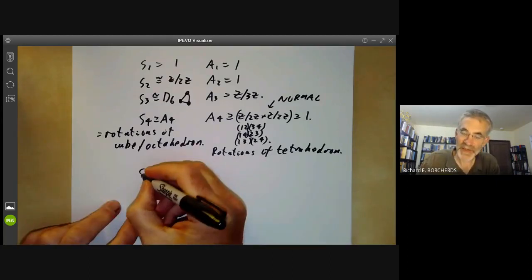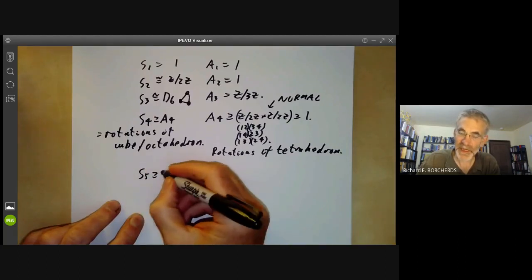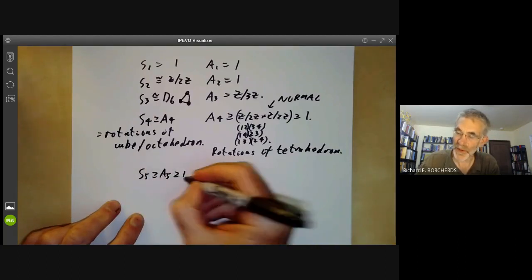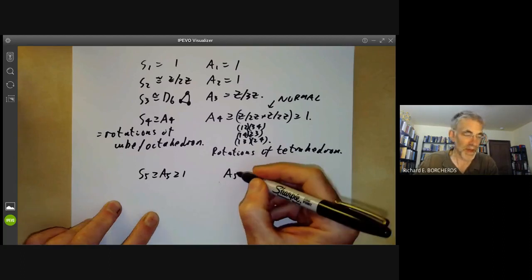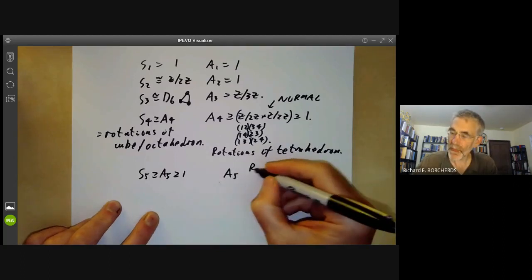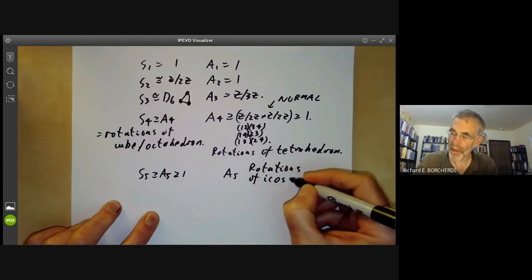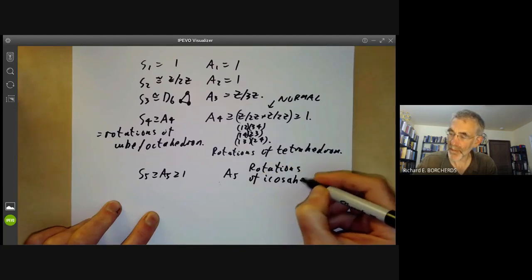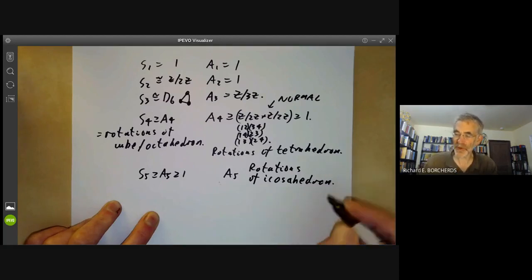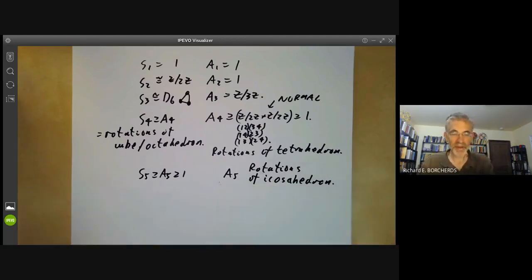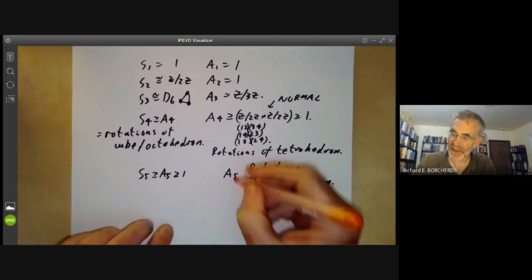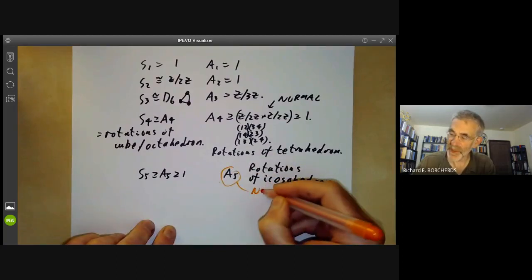And then we get to S5, which only contains A5 as a normal subgroup. And A5 is rotations of an icosahedron, as we will see later when we talk about it in more detail. A5 is an example of a simple group. So this has no normal subgroups.